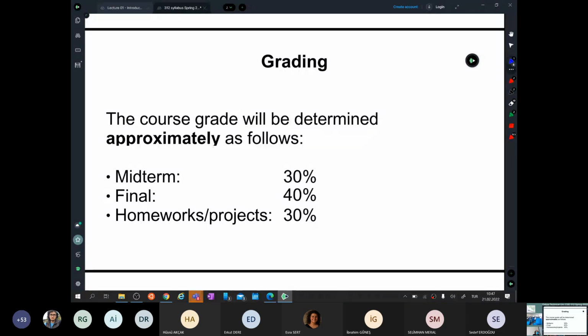As you see, the homeworks and projects are very important. They are as important as the midterm and the final, and sometimes maybe it will be more important than the final, because I don't know, maybe it will be 35 and 35 at the end of the semester. So it is very important to do your homeworks, and we are going to talk about it in a few minutes. So that's the detail about the grading and the homeworks.